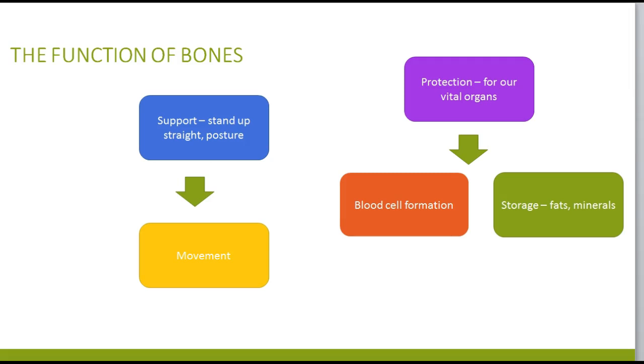So one of the things is it supports, so it helps us stand up, it helps us keep upright, it helps us keep our posture. If we didn't have a skeleton, your muscles would not stand up, so it's a bit like having a coat hanger and hanging all your muscles off of your coat hanger. It's also protection for our vital organs, so especially in the torso region where our heart, lungs, liver and all of those vital organs are held within the rib cage as protection.